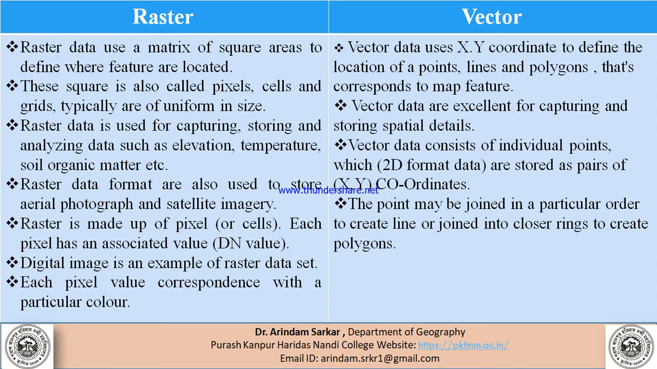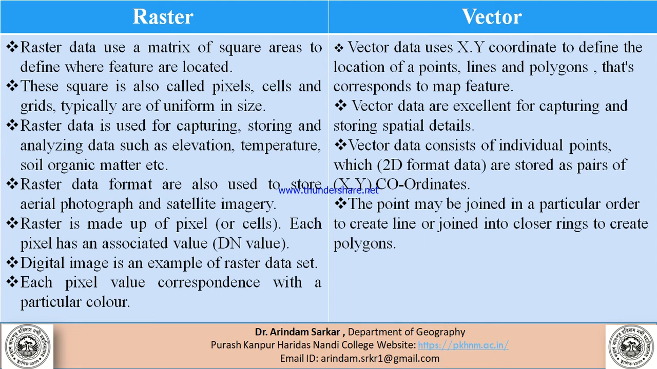In the case of raster data, this square is also called a pixel; cells and grids are typically uniform in size. Raster data is used for capturing, storing and analyzing data such as elevation, temperature, soil organic matter, etc. Raster data formats are also used to store aerial photographs and satellite imagery.